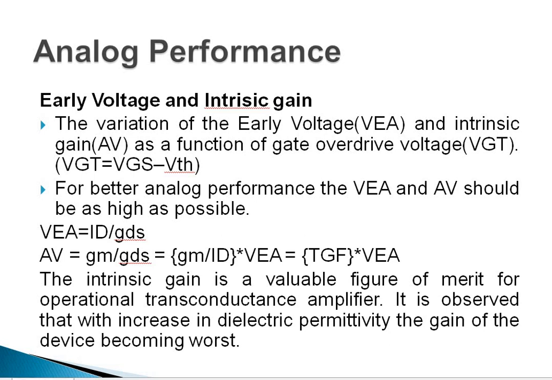The early voltage is defined as the ratio of drain current divided by GDS, the output conductance, and the intrinsic gain is equal to GM, the transconductance, divided by GDS, the output conductance. By using these formulas, the intrinsic gain is equal to the transconductance efficiency times the early voltage. The intrinsic gain is a valuable figure of merit for an operational transconductance amplifier. It is observed that with increase in dielectric permittivity, the gain of the device becomes worse.